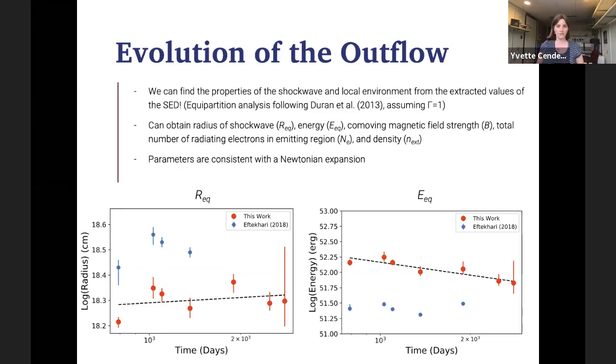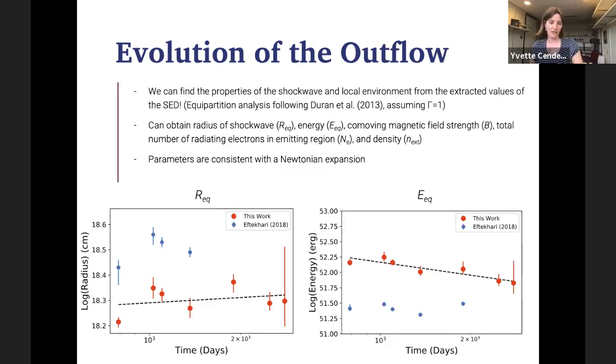And what we can do is obtain the radius of the shockwave, the energy, the co-moving magnetic field strength, the total number of radio electrons, and then from that, the density, if you assume certain things about where the emission region is from. The expansion is still consistent with the Newtonian expansion.